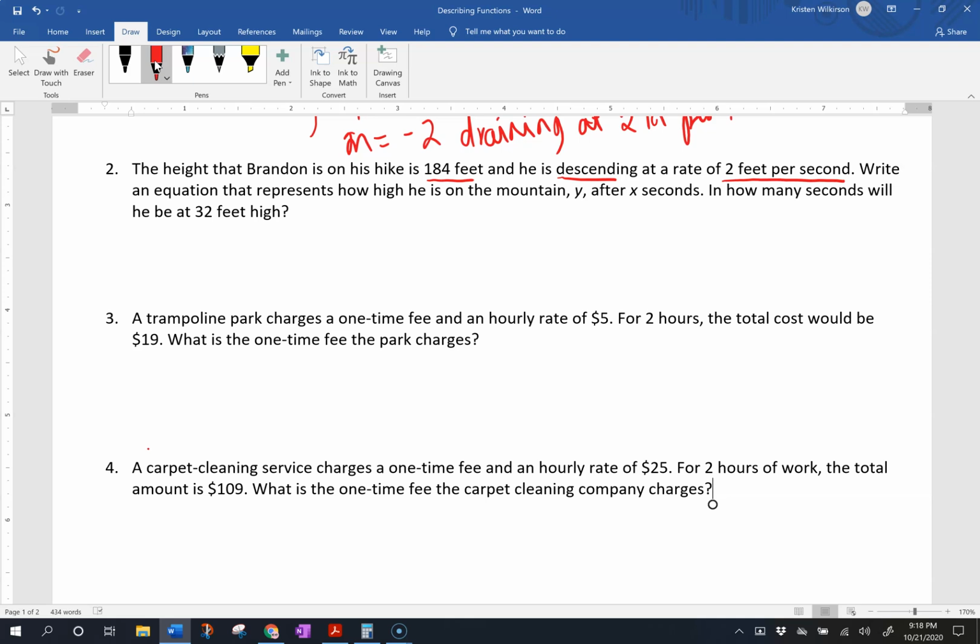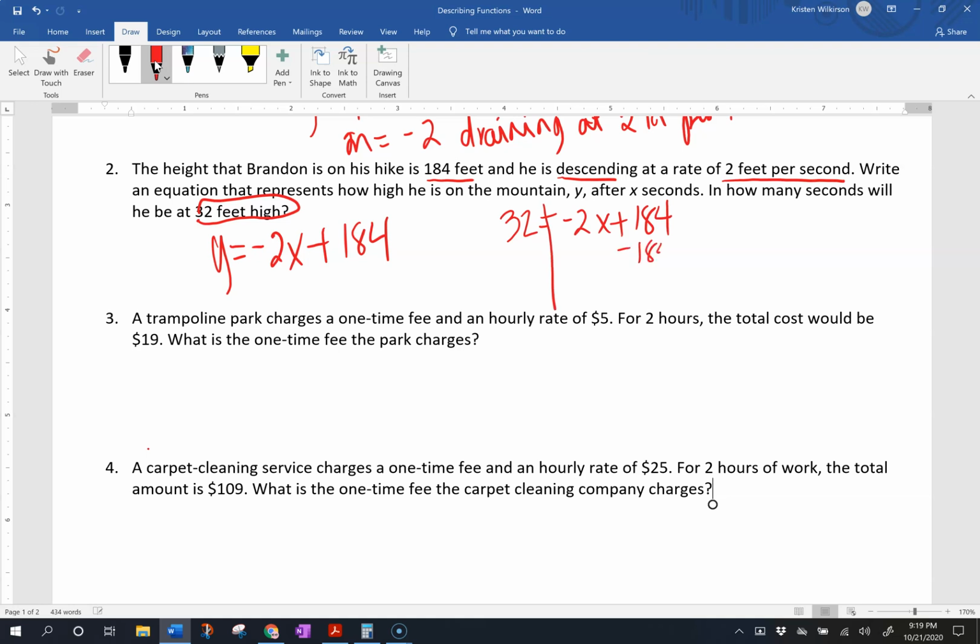So because it gives us a starting point and it tells us a rate that it's changing, we're going to use slope-intercept form for this problem. Okay, so y would equal -2x because he's going down the mountain, descending, plus 184 because that's where he's starting at on the mountain. Okay, so it asks us in how many seconds will he be 32 feet high? Well, that's a y value because y represents his height on the mountain. So we're going to say that 32 is equal to -2x plus 184. And then I'm just going to solve for x.